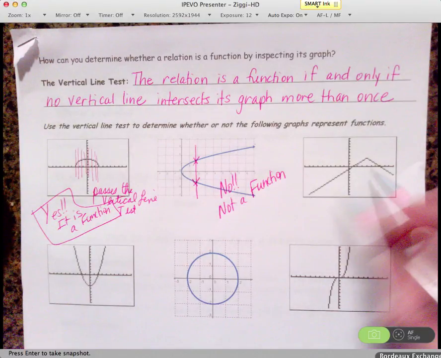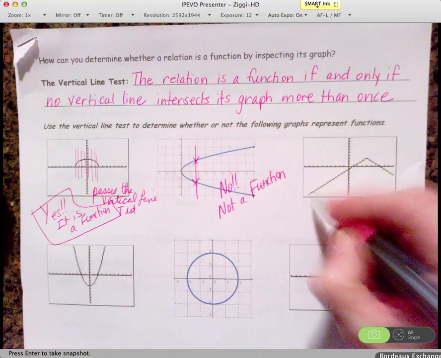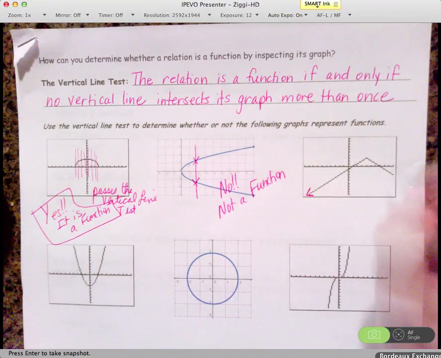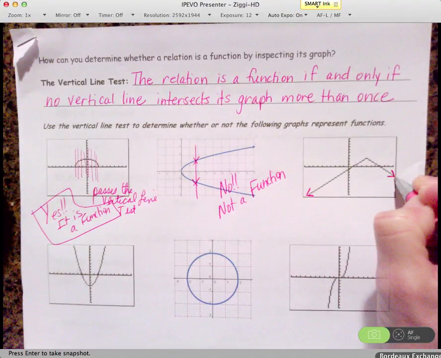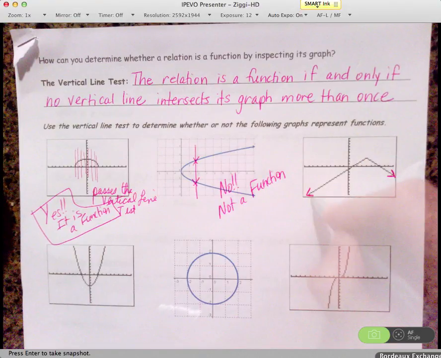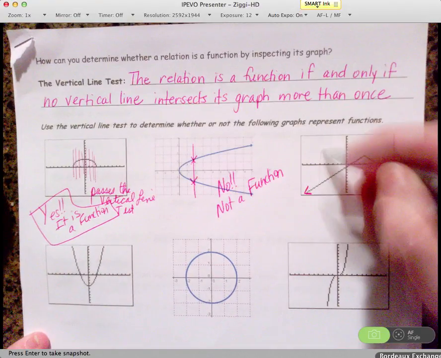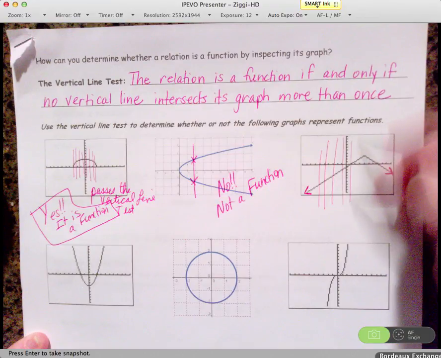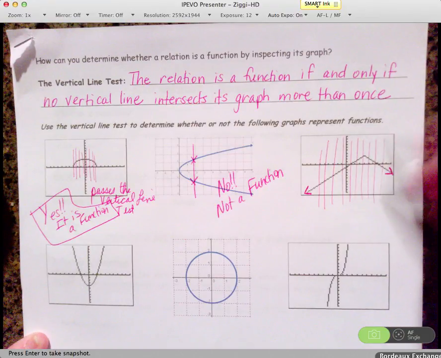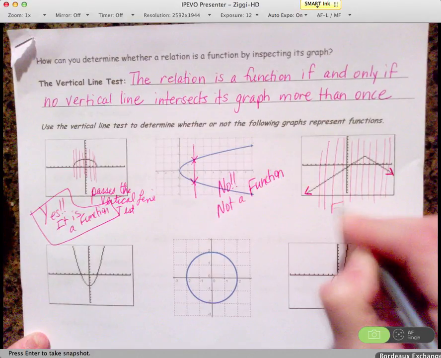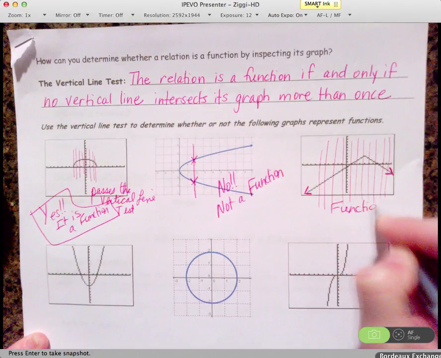One thing to know about these types of problems is you can always assume that there are arrows on the end unless I actually draw points. So if I look at this, I can draw vertical lines everywhere and I will never hit more than one point. So this one is a function.